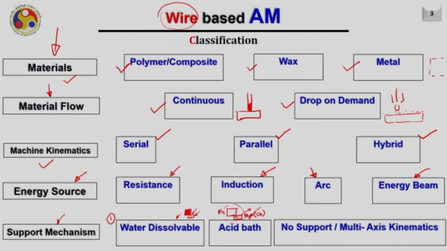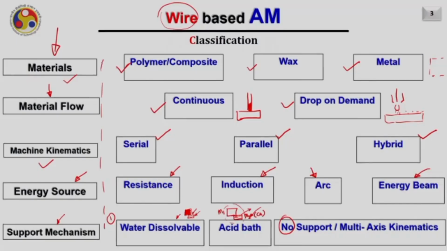However, as I already explained, if you do not want any support, then of course we have to use multi-axis kinematics. The utilization of multi-axis kinematics can be to tilt the part appropriately while building it, so that the overhanging features can be realized in the variable build direction. So, based on these subcomponents and the different options available for that, you can further classify these processes.